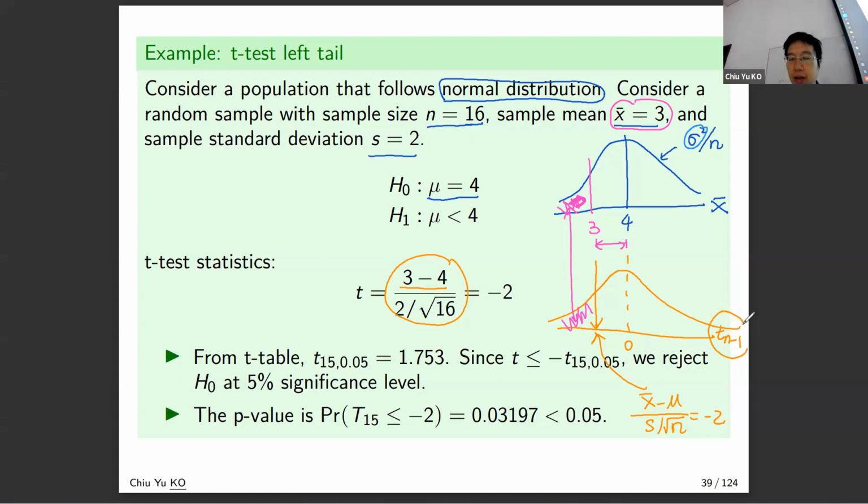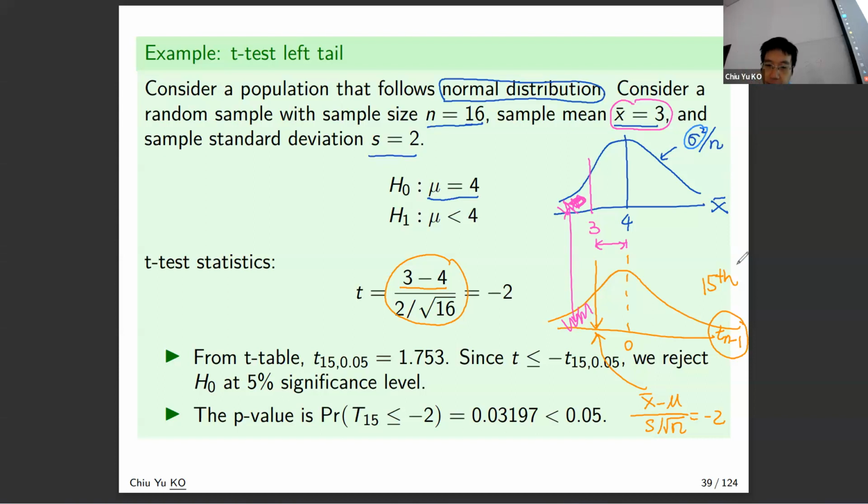Which t table are you checking? You check the 15th t table, because n is 16, you check the 15th one. If n is 20, check the 19th one. If n is 100, you check the 99th one. Of course, if n is more than 400, it's basically no different from looking at the normal. But if n is small, you have to be very careful which t table to check. In business applications, t and z will be very similar because you have a very large sample size. But we still have to teach this because in scenarios where you can't have that sample size, you have to check it this way.